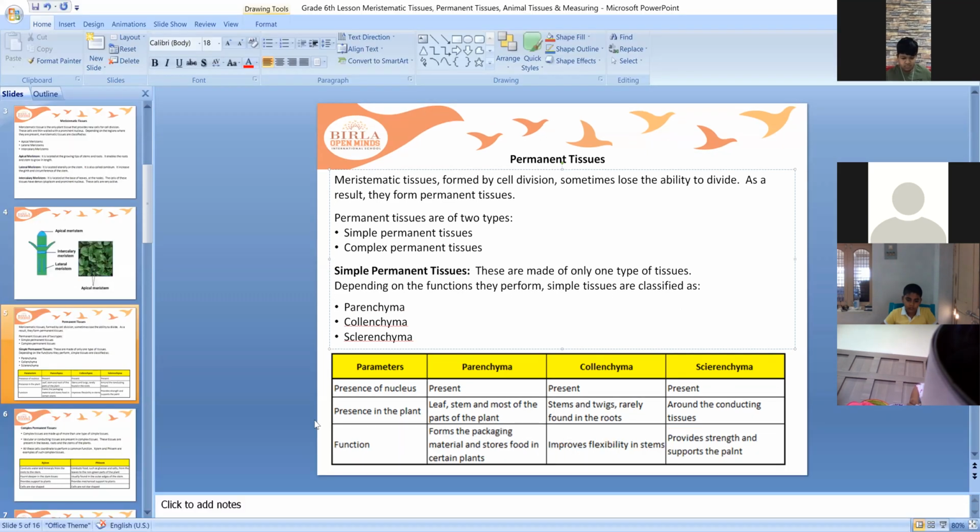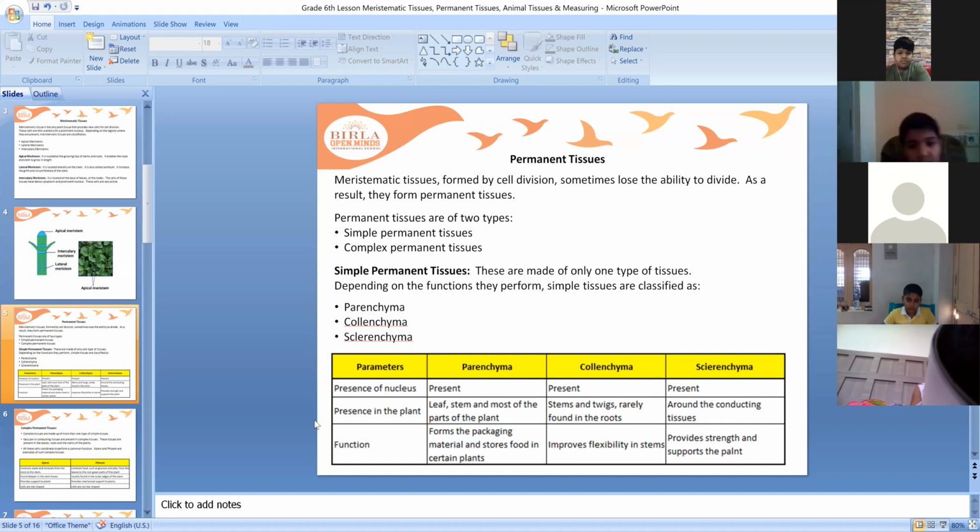Yes, children. So here if you see simple permanent tissues. These tissues are made up of only one type of tissue depending on the functions they perform. Simple tissues are classified into three types. What are they? Parenchyma, collenchyma, and sclerenchyma.